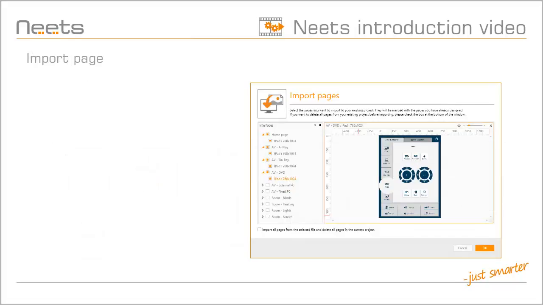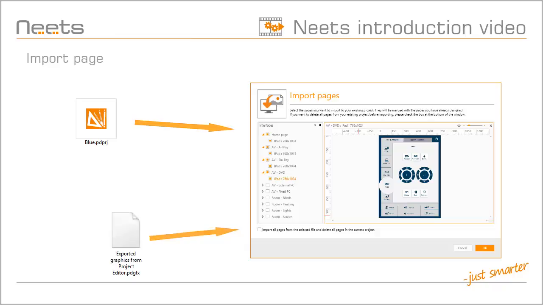Project Designer 1.4 gives you the possibility to import interfaces from other projects or graphical files. So if you are creating a project for an Alfa II, and you need to add a page from one of your other projects, then you can use import to do so. You can even import pages that have been exported from Project Editor. Let me show you how this is done.